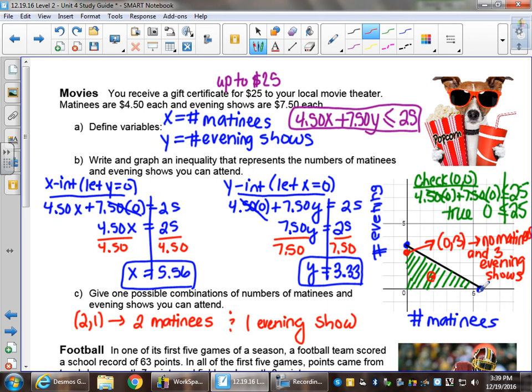Again, you know for a fact down here that this is 5.56, so 5.0 would be fair game as well. Lots of options there.